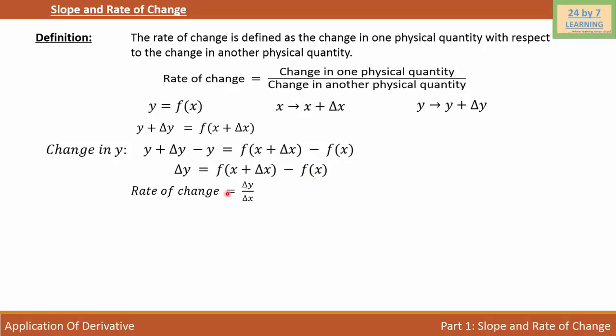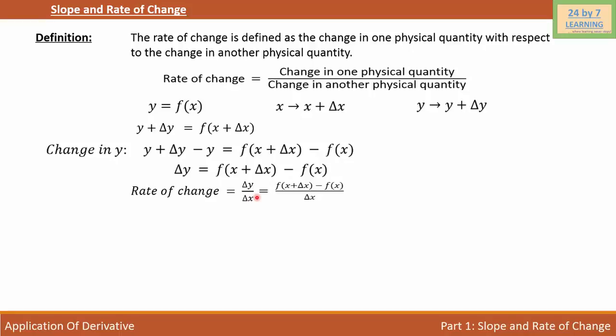So the rate of change is equal to delta y over delta x, and as you can see, delta y is f of x plus delta x minus f(x). Now let's substitute the value of delta y over here. So if we do that, we have delta y over delta x is equal to f of x plus delta x minus f(x) over delta x.